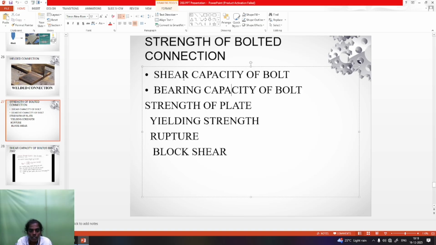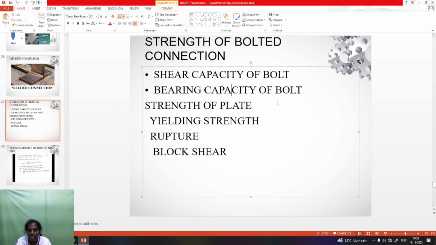Normally IS 800 2007 page number 75 has the shear capacity and bearing capacity formulas to resist shear failure and bearing failure. Shear failure means the bolt has broken. One bolt breaking, cutting the two members, means the steel structure collapses and the members break down. So this is the shear failure. To resist it, you determine the capacity. Shear capacity means shear strength. This is very important for bolted connections.